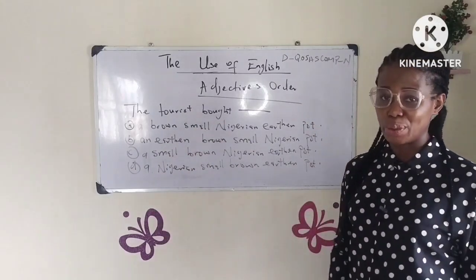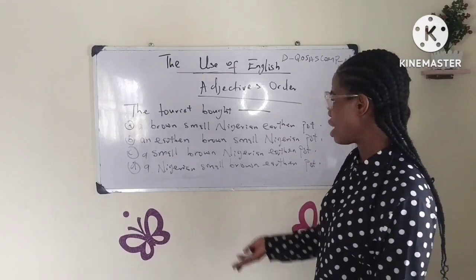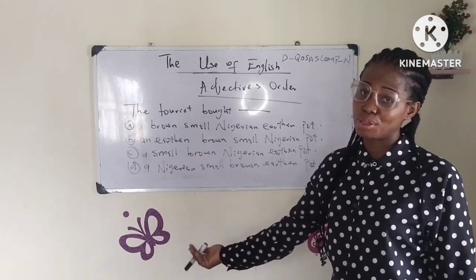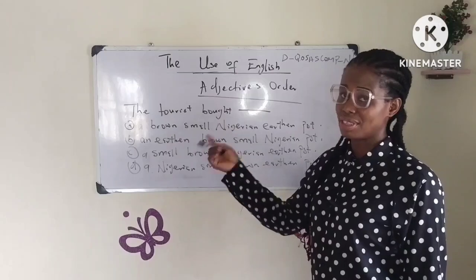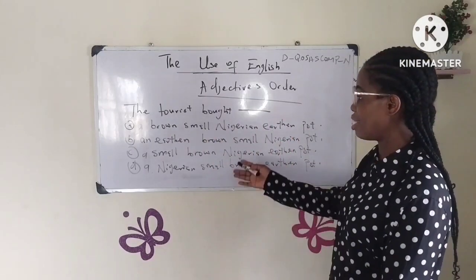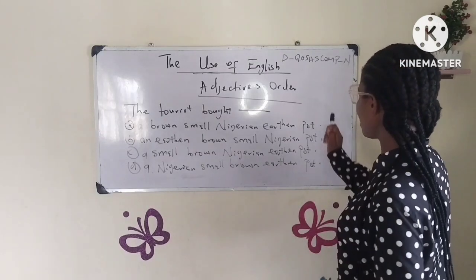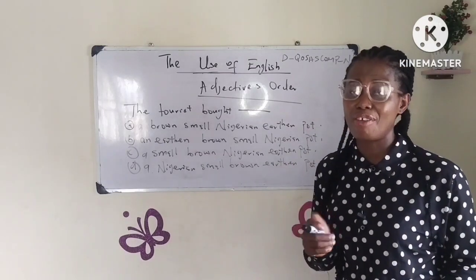Now after determiner, what do we have? We have quantity. Do we have words that show quantity? Yes. The determiners that start the options also show quantity. Okay, a shows that it's just one, and an shows that it's just one that we're referring to. So they are determiners, they also show quantity. Now after the quantity, what do you have next? You have opinion.